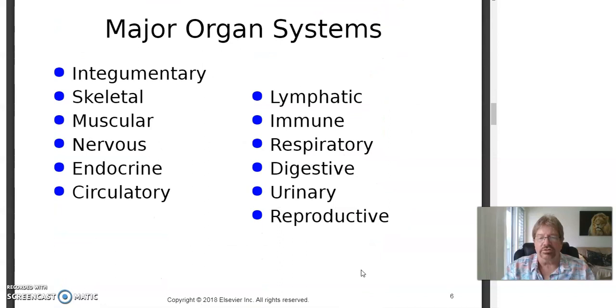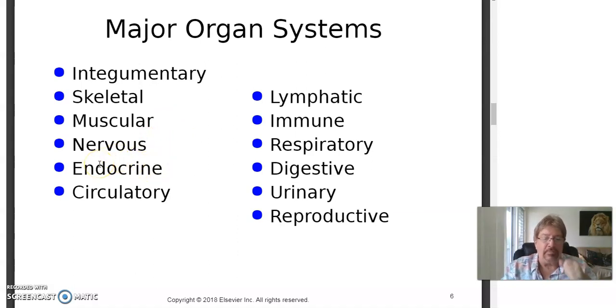The major organ systems of the body: the integumentary system, we said, I'm sure you've never heard of that before, probably, is the skin and associated structures like hair and nails, sweat glands. Skeletal, of course, makes up the skeleton, 206 bones in the adult. Muscular, there's over 600 muscles in the adult. The nervous system, brain, spinal cord, and all the nerves in the body.